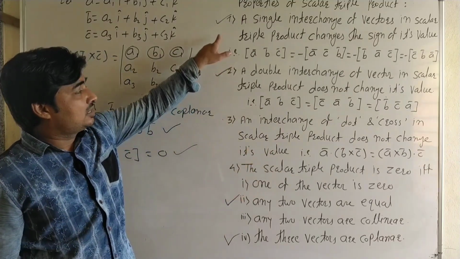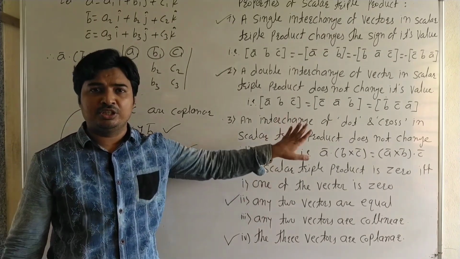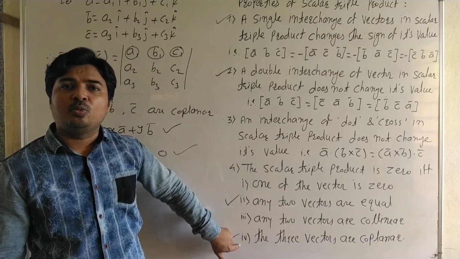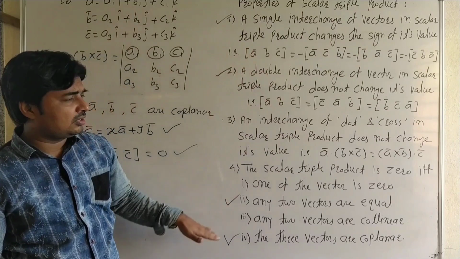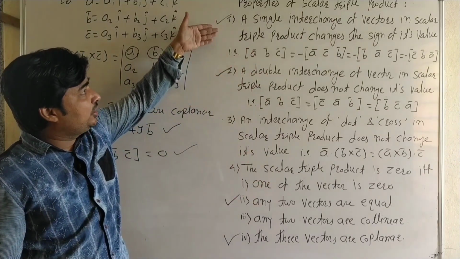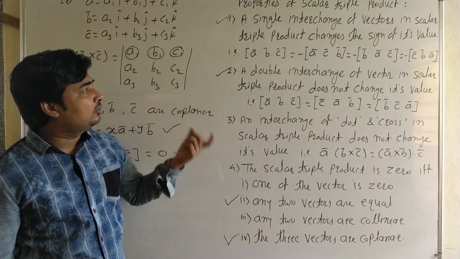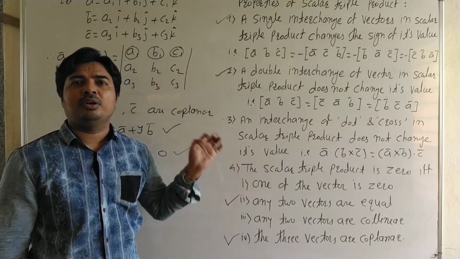Okay, single interchange, double interchange, any two vectors equal, then the determinant is 0. And if the vectors are coplanar, then the triple product is 0. Okay, all properties are used for solving examples, but mostly use these properties. Okay, see carefully. Now, in the next lecture we will see the examples on the scalar triple product.